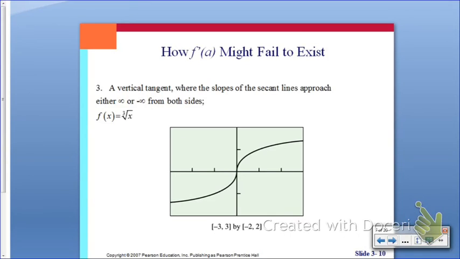Our third place where f prime of a might fail to exist is a vertical tangent, where the slopes of the secant lines approach either infinity or negative infinity from both sides. Our example is f of x equals the cube root of x. The other way I look at this is when you see a line that goes vertically, which is what a vertical tangent means. We know that a vertical line, by definition, is undefined. So where you have a vertical tangent, or where the slopes of the secant lines approach infinity or negative infinity, is where you're going to have the derivative fail to exist.